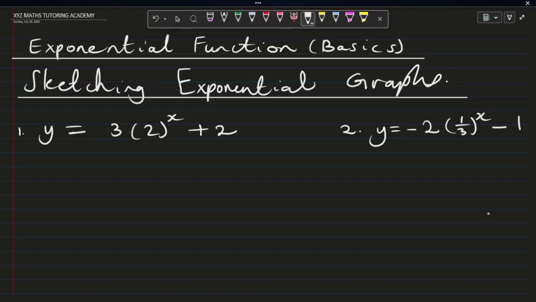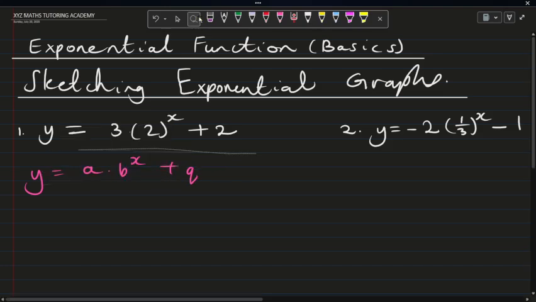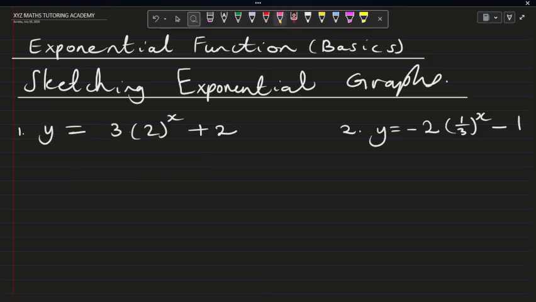In this session, I want us to go through the process of sketching exponential functions. So we are sketching functions of this form: y is equal to a times b to the power of x plus q. Okay, so these are the functions that we are sketching. And in one of our sessions, we spoke about the different shapes according to the different values of a and b.